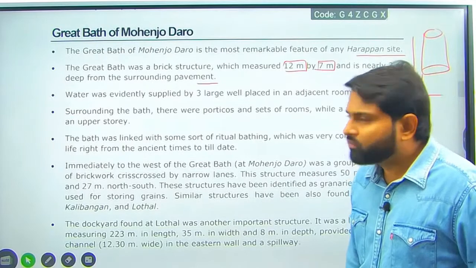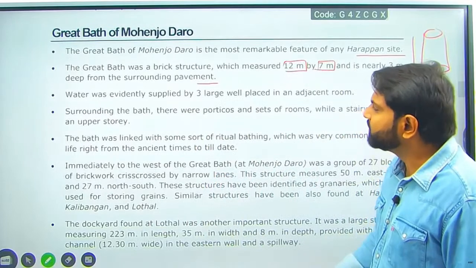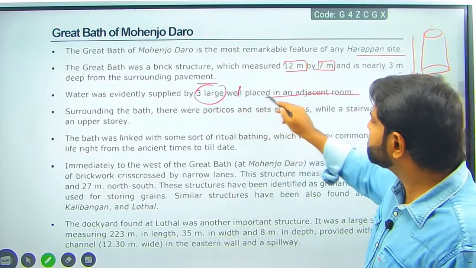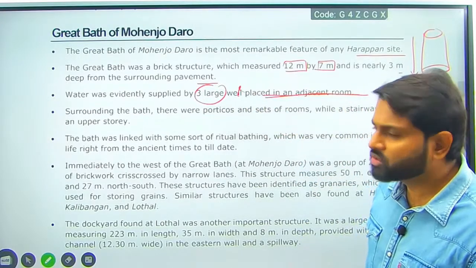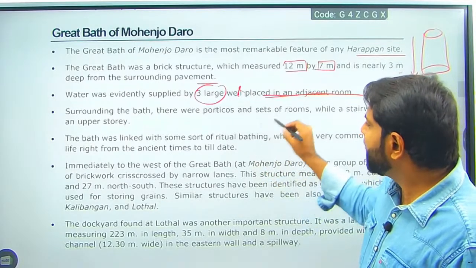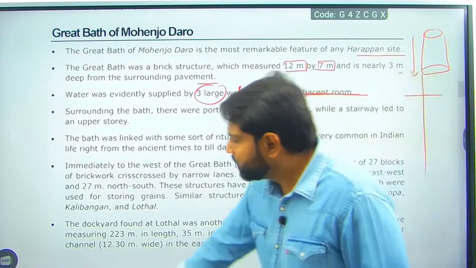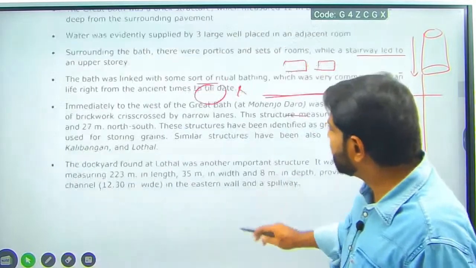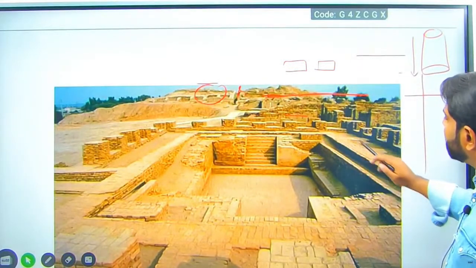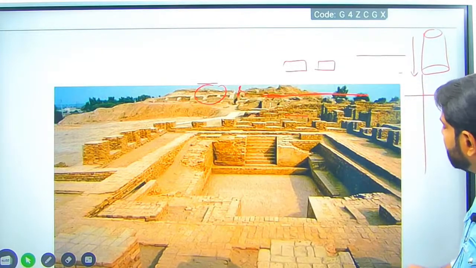So where the water is coming from, it was evidently supplied from three large wells placed in an adjacent room, right? So the water is being supplied from the well surrounding the bath. There were porticos and sets of rooms, while a staircase led to an upper story. You can see the portico here, and there are staircases leading to these particular rooms. If you look at the right side, you can clearly observe it.